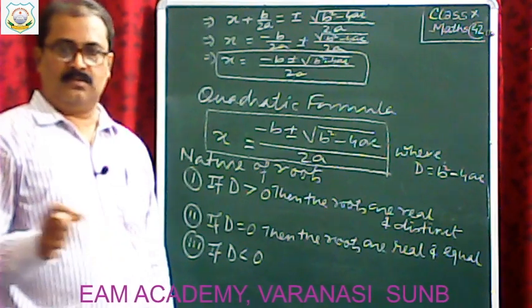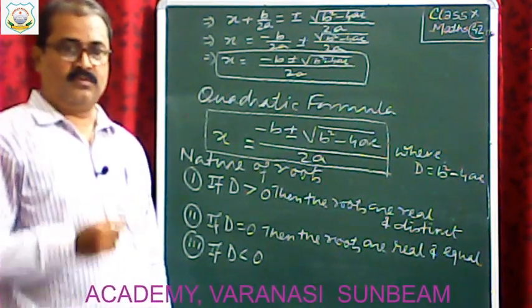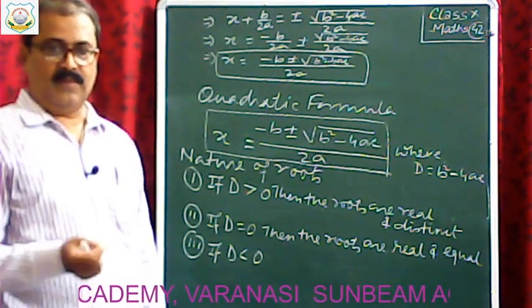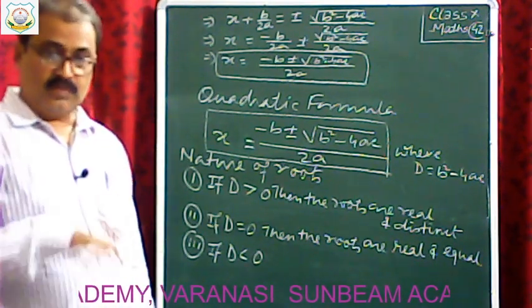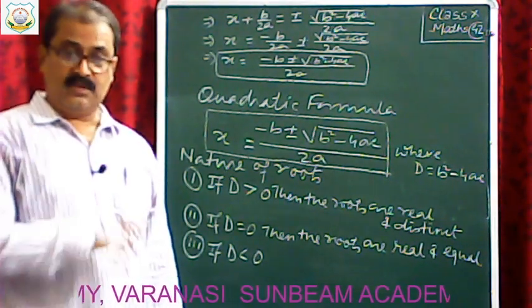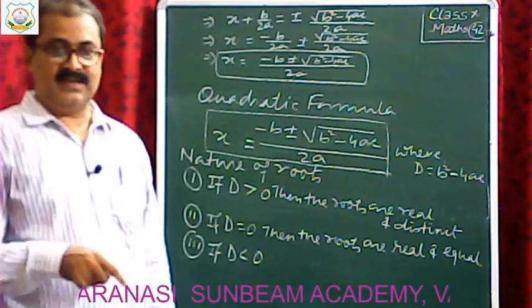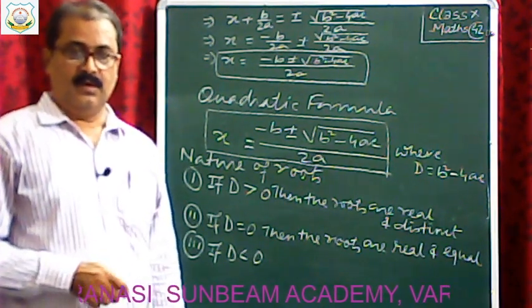Suppose 5 square is 25, so 5 is a real number. Minus 5 whole square, again we get 25, so minus 5 is a real number. Square root 5 whole square, we get 5, so square root 5 is a real number. Square root minus 5 whole square, we get minus 5. So square root minus 5 is not a real number, isn't it?